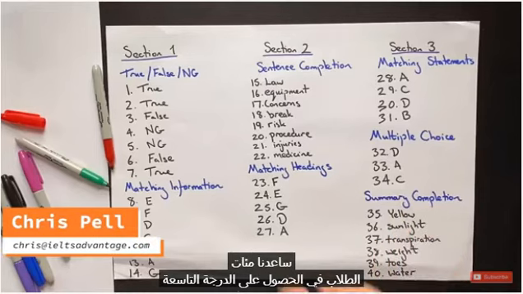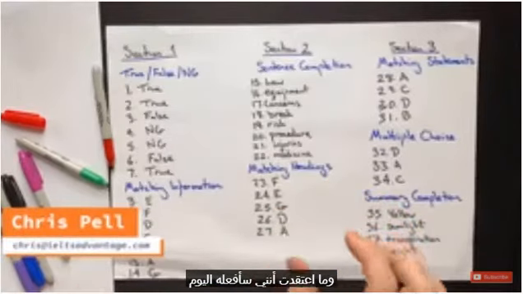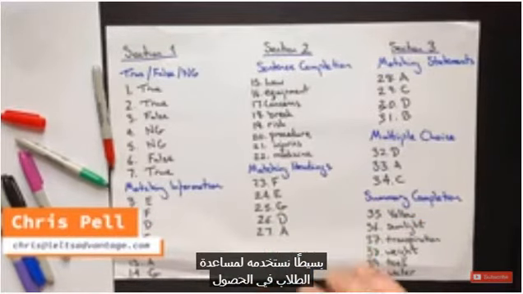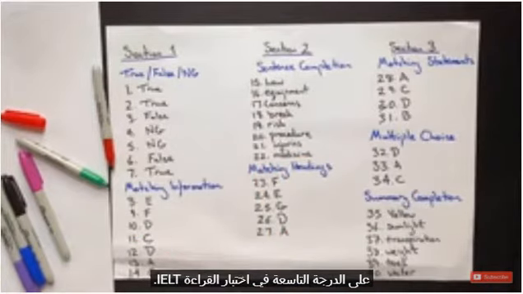Two-thirds of students get a band 9 in their IELTS reading test. And what I thought I would do today is show you a simple technique that we use to help students get a band 9 in their IELTS reading test.